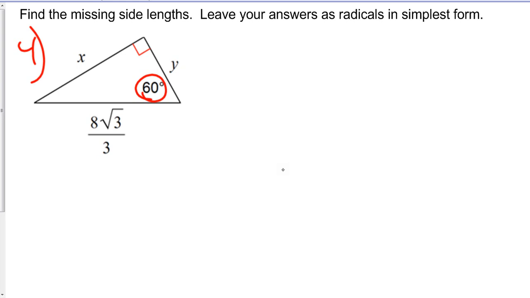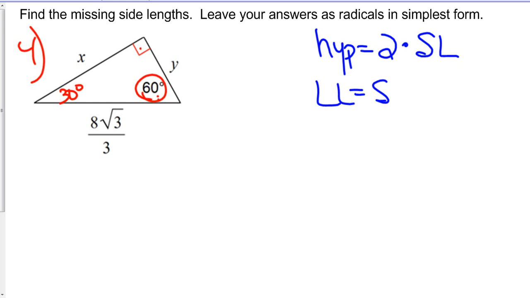If you take a look, we've got our 60 degrees right here, which means if we do 180 minus the 90 that we have here, minus the 60 that we've got there, this is going to be a 30 over here. So we've got a 30-60-90 triangle. So I'm immediately going to go to my formula sheet, and I'm going to look at my 30-60-90 triangle, and I'm going to see that my hypotenuse equals 2 times the short leg, and my long leg equals my short leg times radical 3. Remember HYP for hypotenuse, SL for short leg, and LL for long leg.